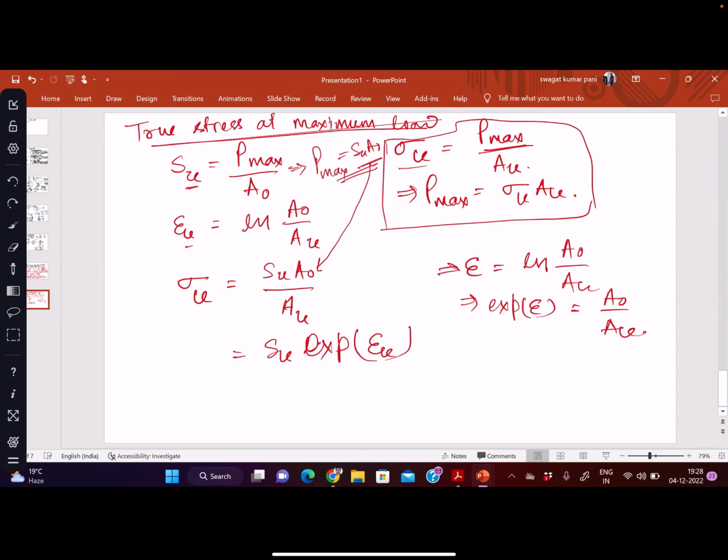Okay, so we know true strain is ln(A0/Au). If we put the exponential here, the ln will cancel out, so we get exp(strain) equal to A0/Au. So that's what we have here, A0/Au. I've replaced this A0/Au by the exponential of the true strain at maximum load. So this is one important relation.